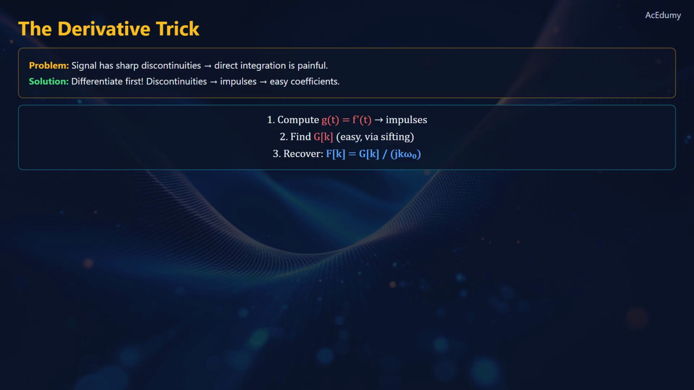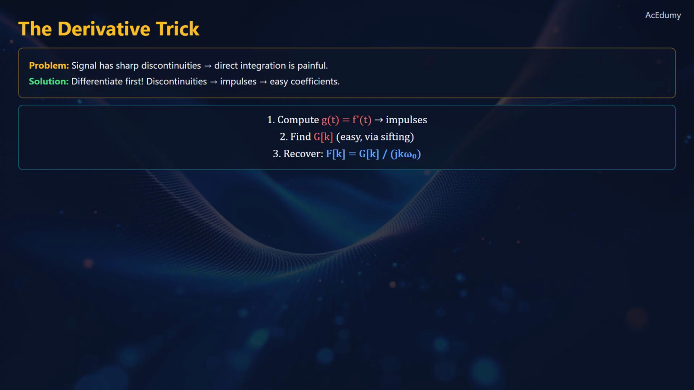Now let's put the differentiation property to practical use with what we call the derivative trick. When a signal has sharp transitions or discontinuities, computing Fourier coefficients directly can be very painful. Instead, we differentiate the signal. Discontinuities become impulses, and impulses have simple, known Fourier coefficients. We then recover the original coefficients by dividing. X sub k equals y sub k divided by jk omega 0. This technique converts a difficult integration problem into simple algebra.